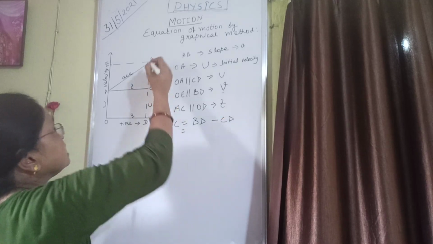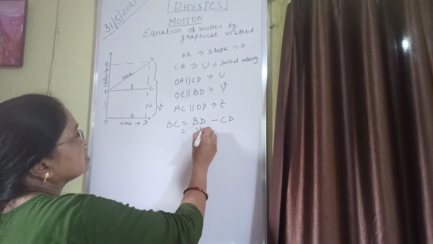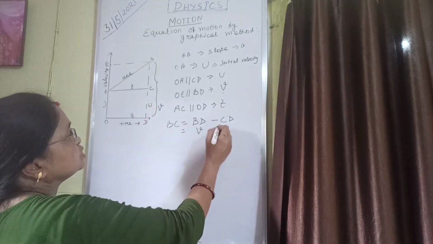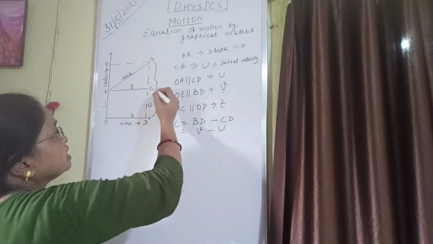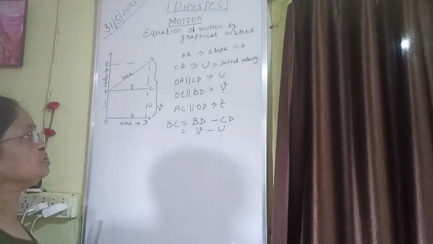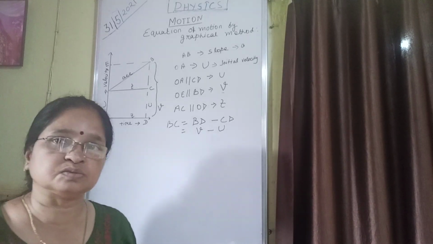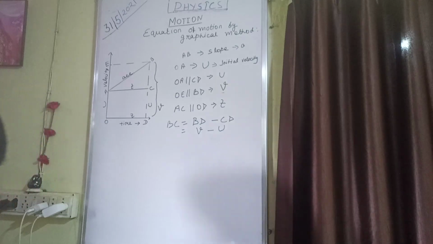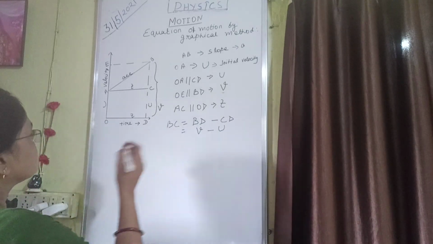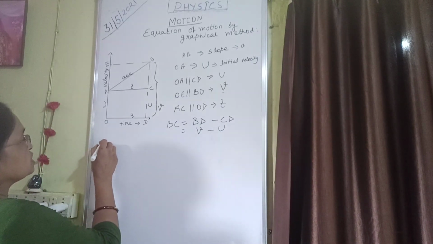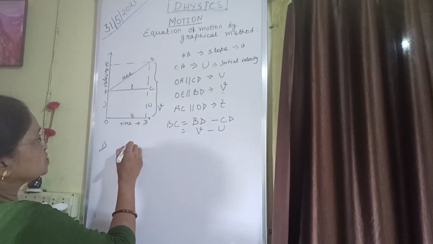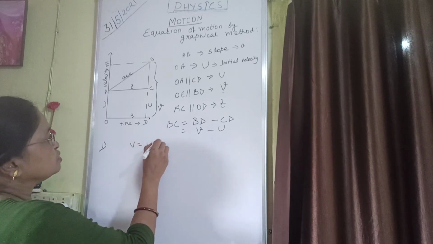So what is BD? BD is V, minus CD is U. So what we have got: BC, that is V minus U. Only one was remaining and the rest we all have. So students, let's start now equation of motion. The first equation of motion is V is equal to U plus AT.